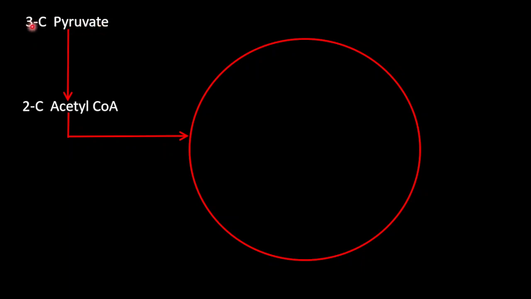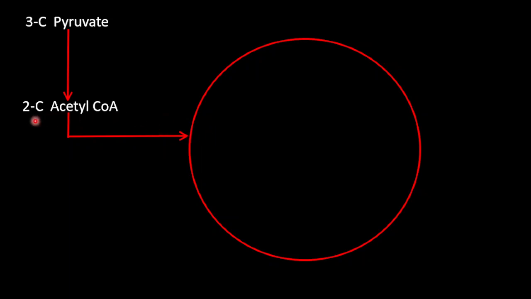So pyruvate is a 3-carbon molecule that turns into a 2-carbon molecule, and then this will enter the Krebs cycle. Again, just to point out, only the circular part is the cycle. Pyruvate turning into acetyl-CoA is not a part of the cycle. That is the precursor for the cycle to take place, so it's not in the cyclic part.